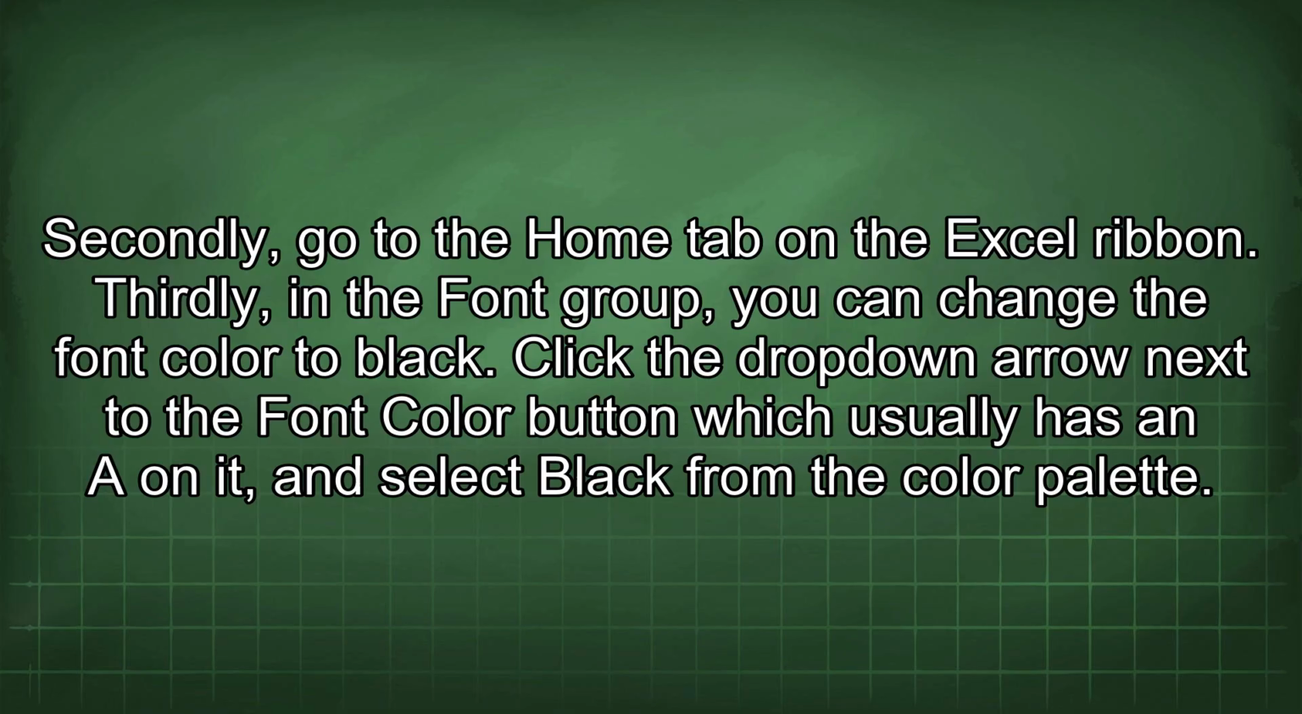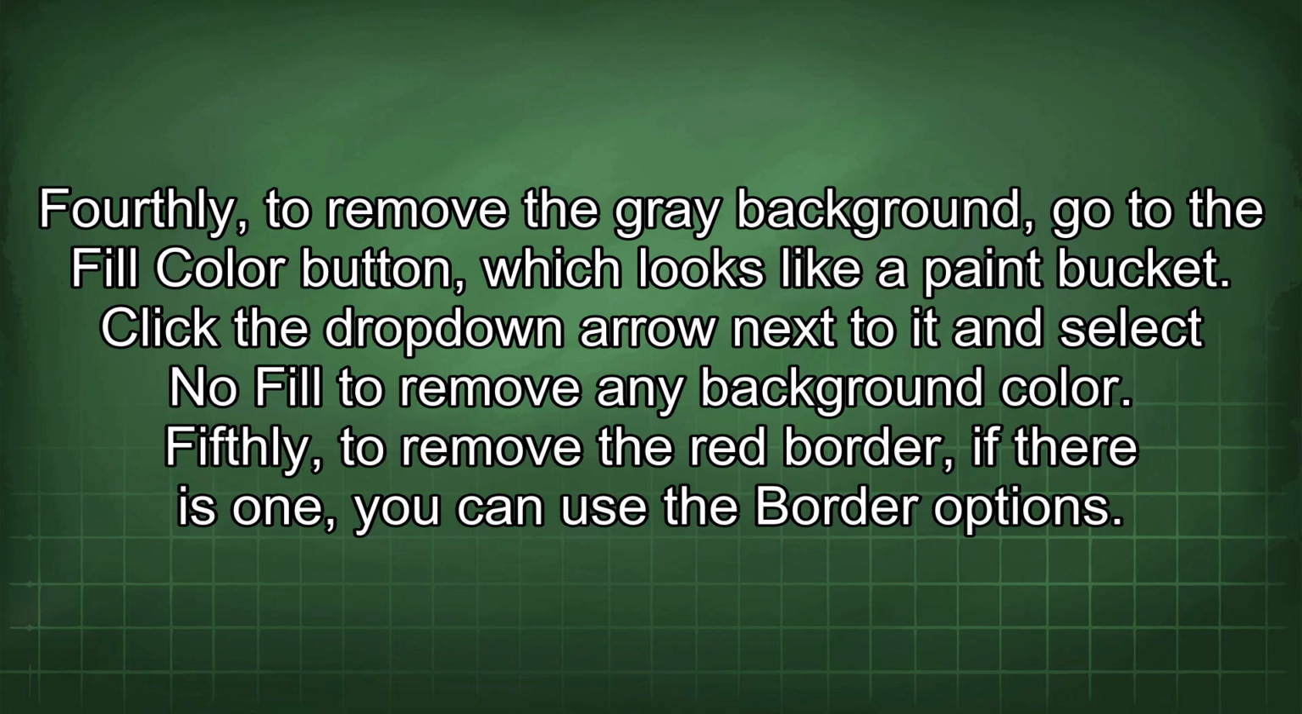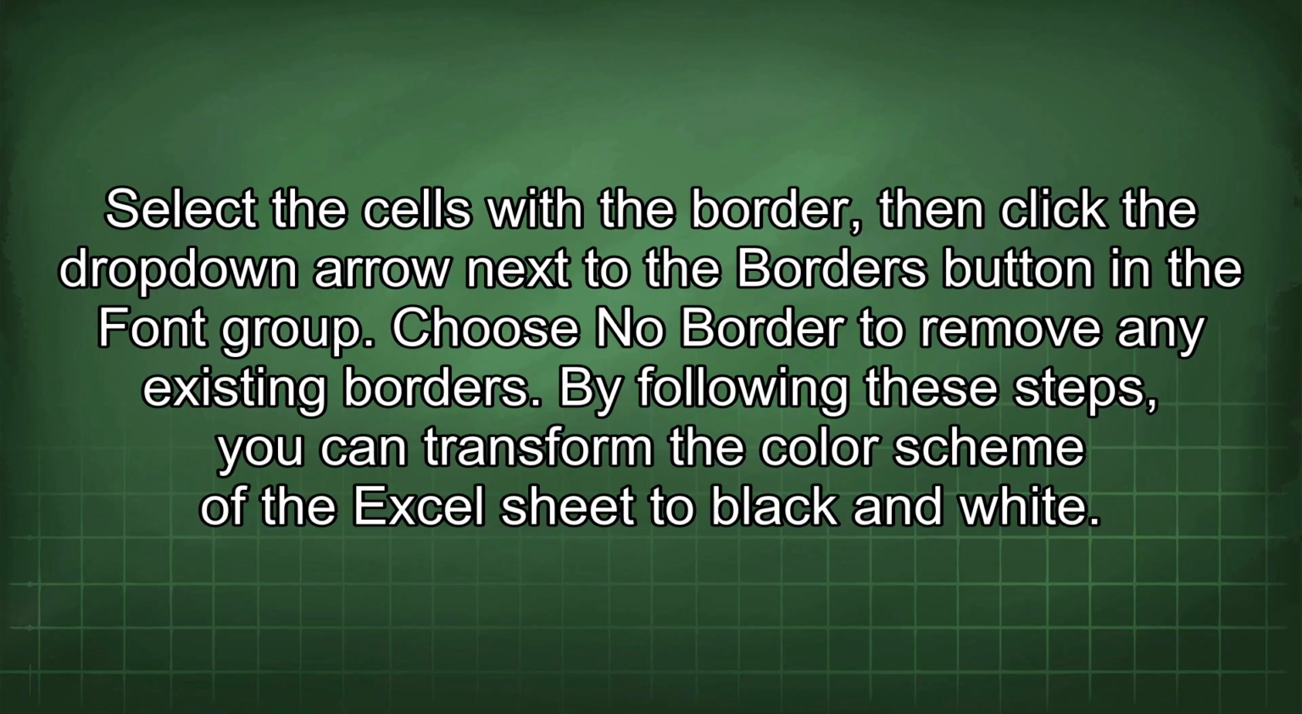Fourthly, to remove the gray background, go to the fill color button, which looks like a paint bucket. Click the drop-down arrow next to it and select No Fill to remove any background color. Fifthly, to remove the red border, if there is one, you can use the border options. Select the cells with the border, then click the drop-down arrow next to the Borders button in the font group. Choose No Border to remove any existing borders. By following these steps, you can transform the color scheme of the Excel sheet to black and white.